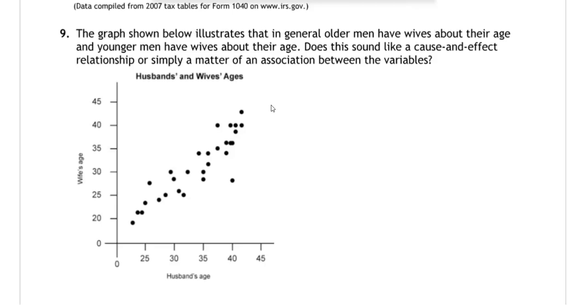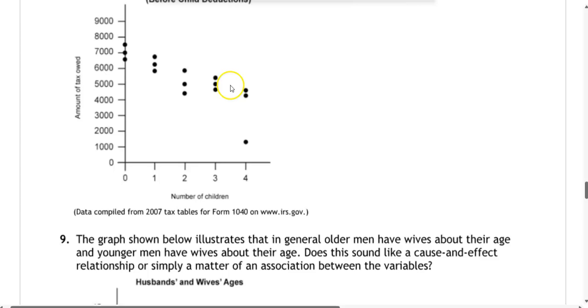Honestly, it happens because you have a lot more things in common with people around your age. Right now at 18 years old, you don't have a lot in common with somebody who's 40 or 50. Just like I myself don't have a whole lot in common with a 20-year-old or a 60-year-old. That's just how it works out. So it's just an association. One is not caused by the other, whereas up here, the amount of tax owed is caused by the number of children.